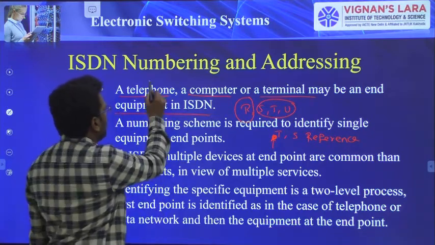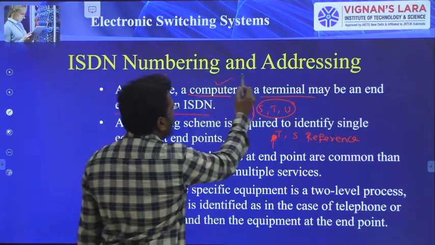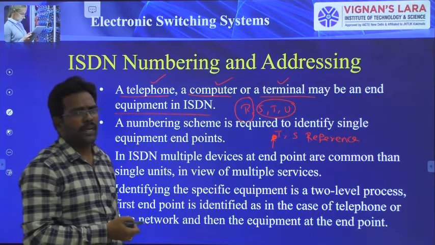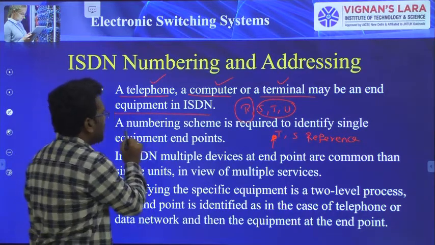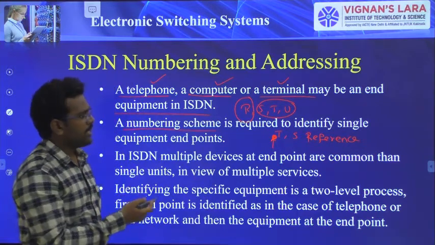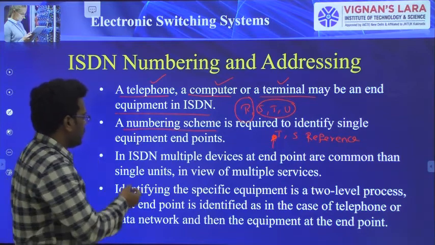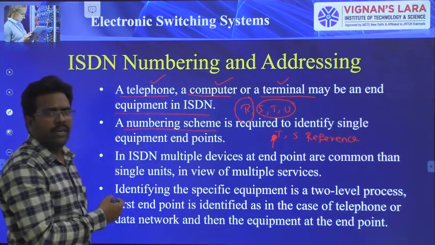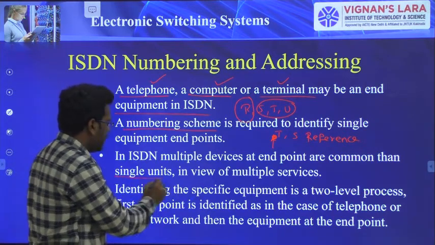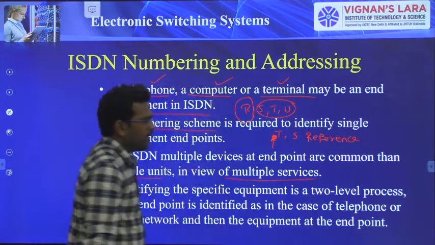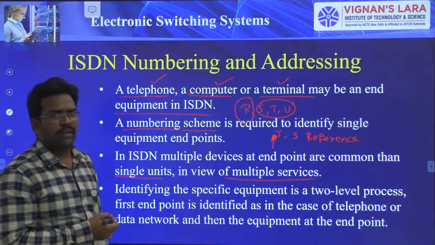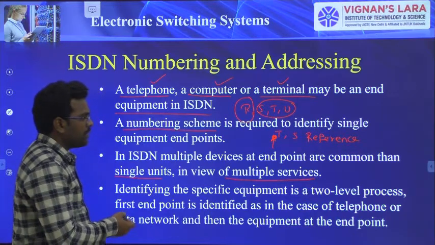It may be a telephone, it may be a computer, or it may be any terminal equipment that requires some service. So here a numbering scheme is very much required to identify a single equipment at an endpoint. It may be single or multiple. Because with the help of ISDN we are providing multiple services, it may have a single unit or multiple services if it requires multiple endpoints. Multiple endpoints are required if it has multiple services.